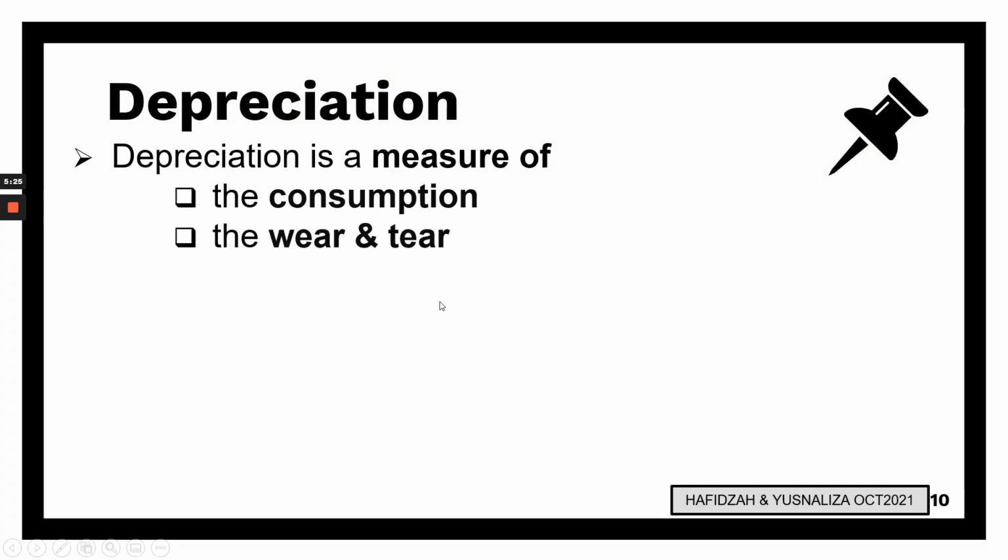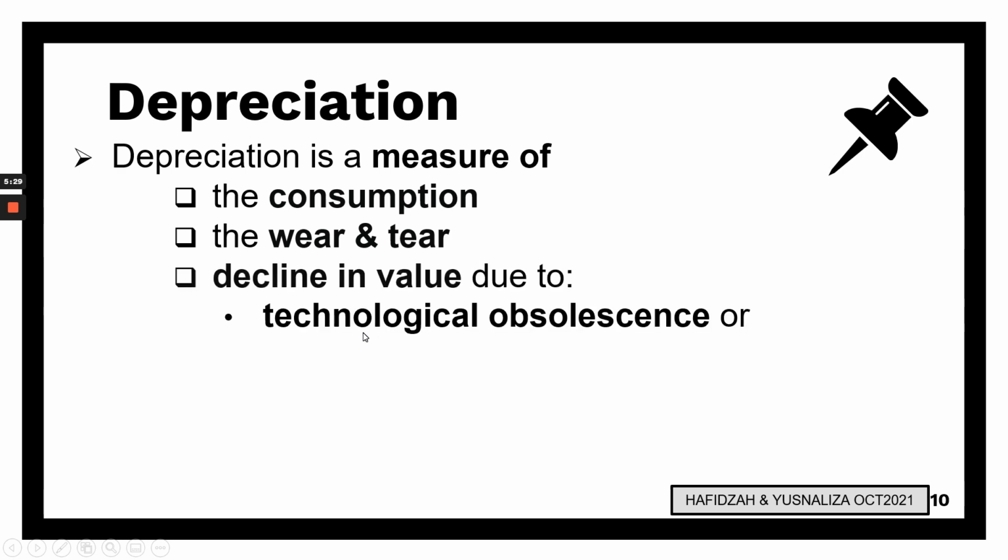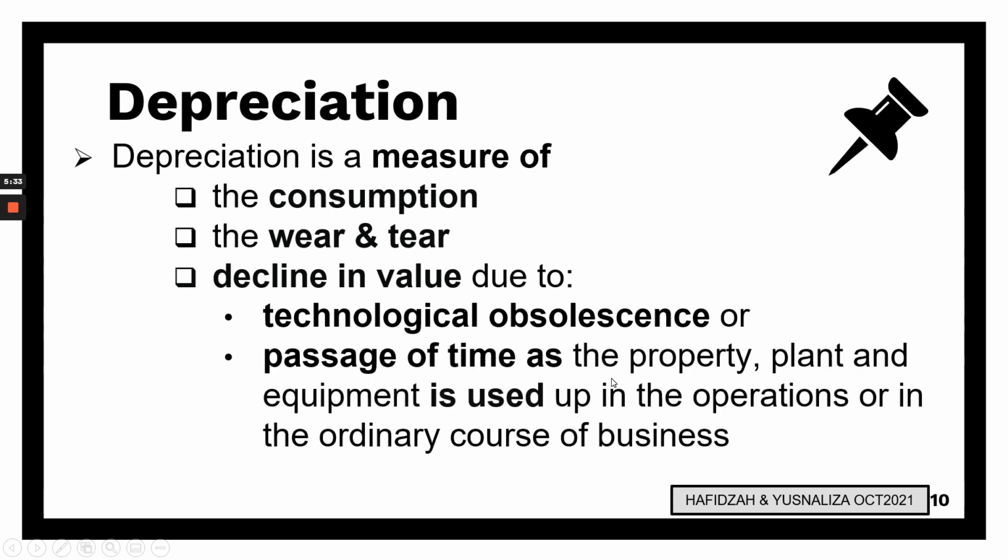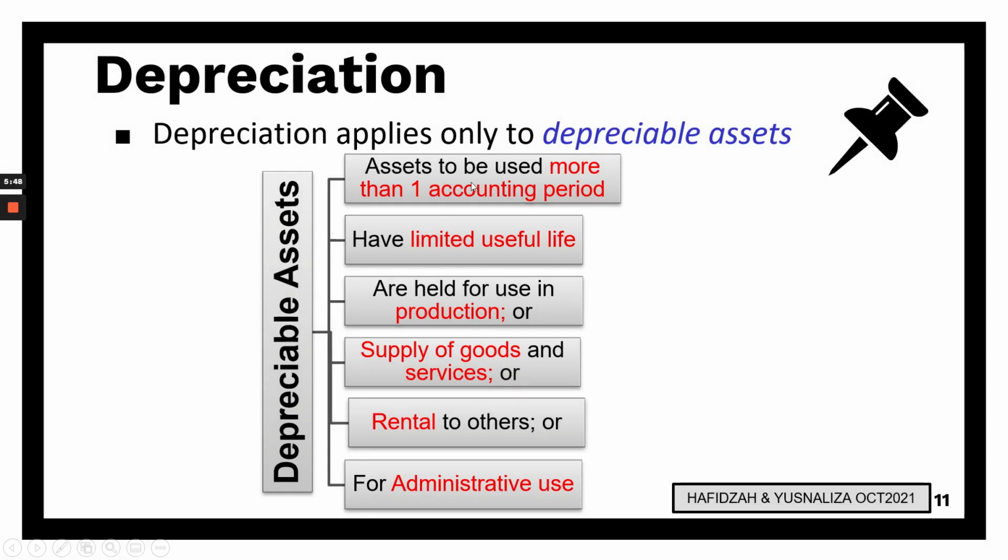Depreciation is a measure of consumption, wear and tear, decline in value due to technological obsolescence, and the passage of time, such as when it is used up in the operation or in the ordinary course of the business, and also changes in market price. So it measures this and it is reflected in the calculation. Next, this only applies to the depreciable asset, and these are the characteristics of a depreciable asset.